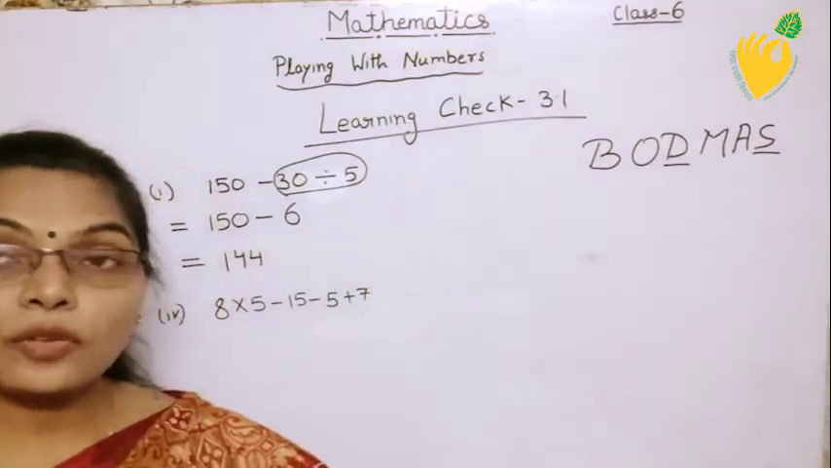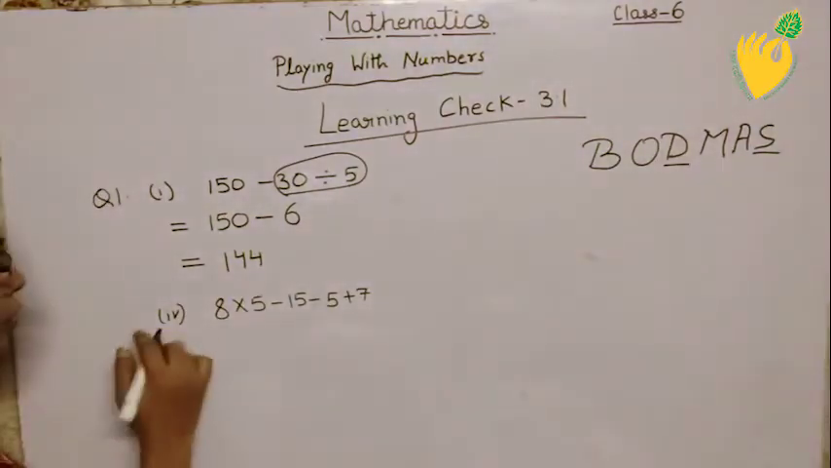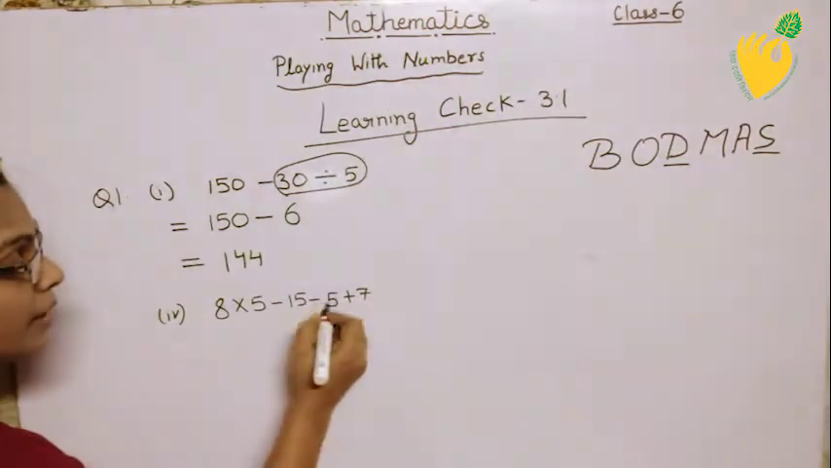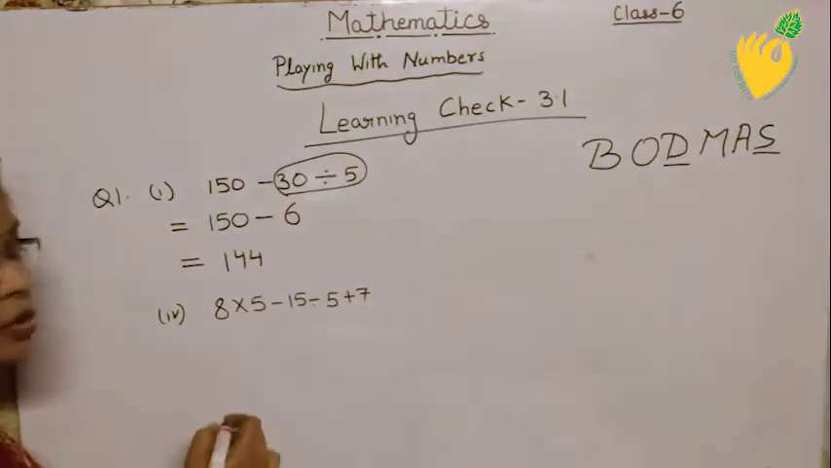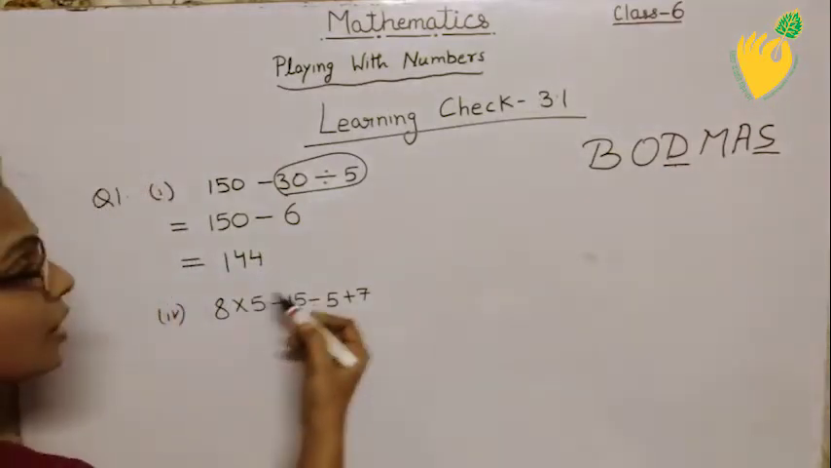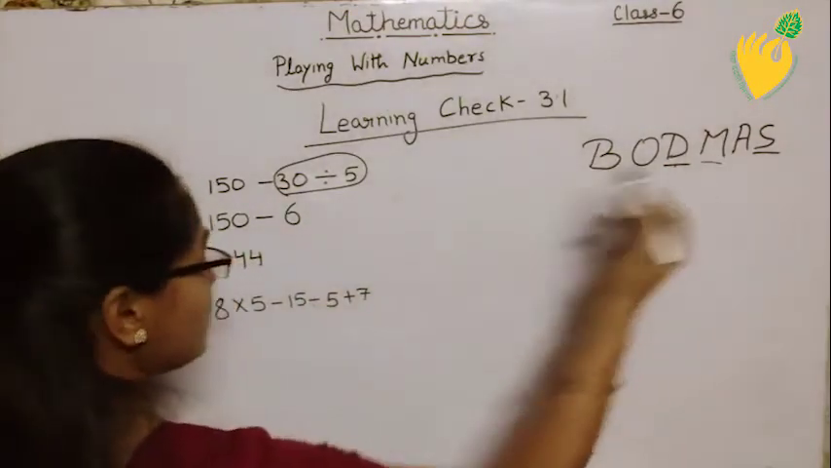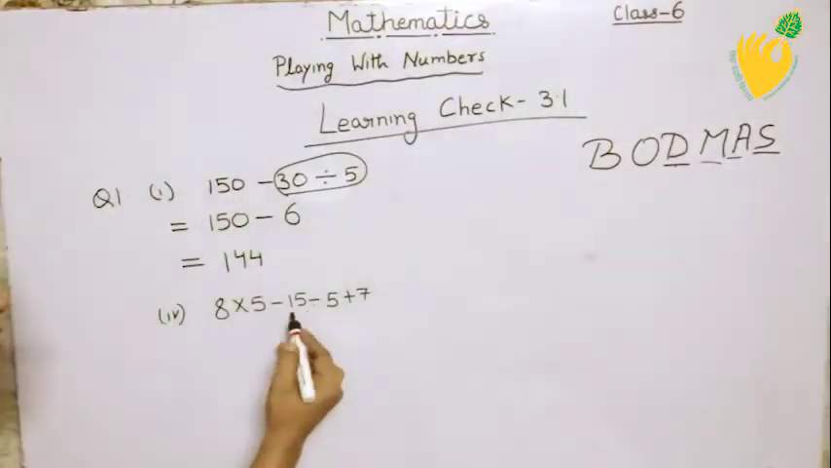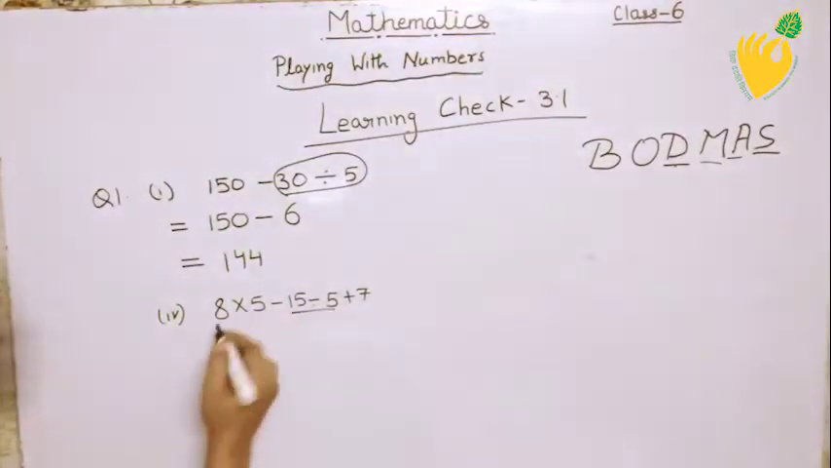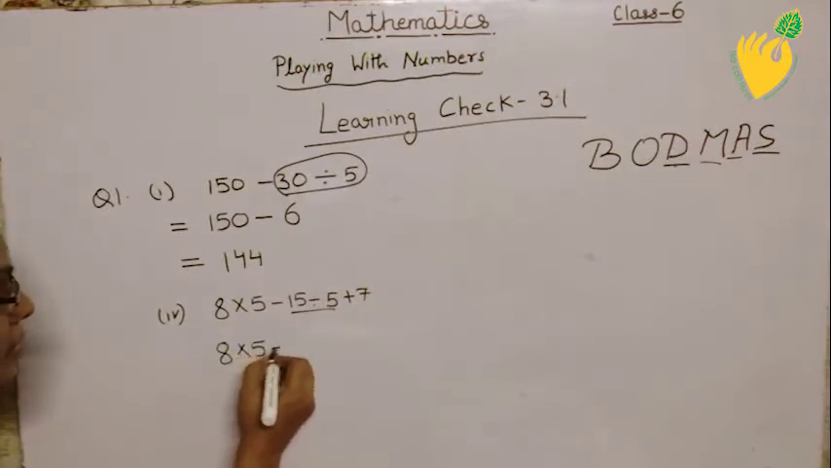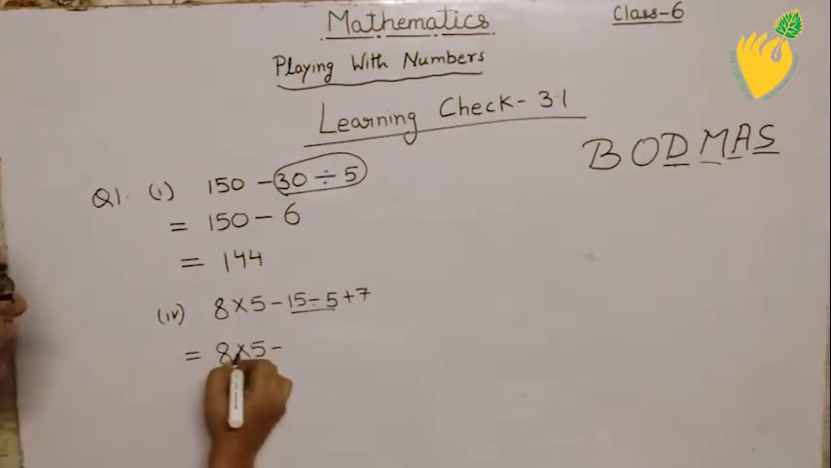Let's take one more question of this, students, that is the fourth question. 8 into 5 minus 15 divided by 5 plus 7. So students, according to the BODMAS rule, we will do the division first, then the multiplication, and then the addition, and then the subtraction. And where is the division, students? It is here. So we will write the rest of the numbers and the operations as it is, and we'll put the sign of equality.